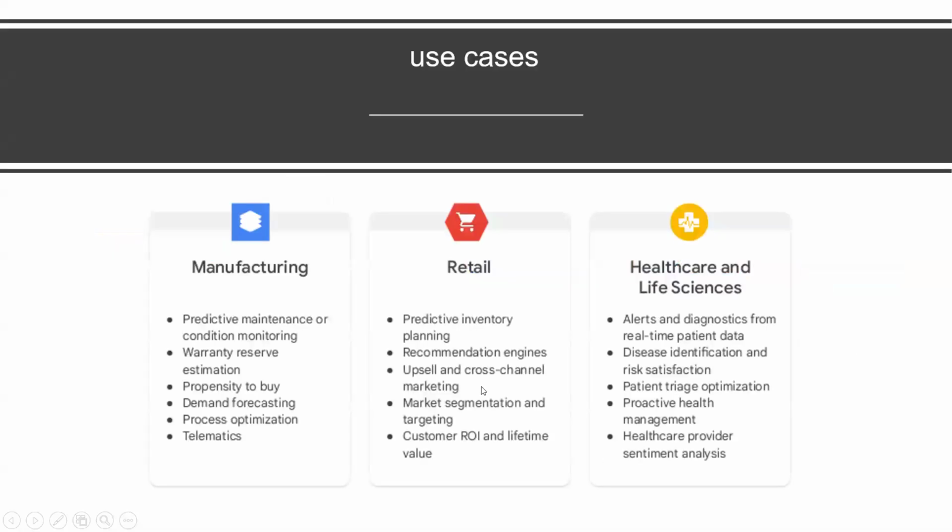So these are the use cases. In manufacturing, we have predictive maintenance or condition monitoring, warranty reserve estimations, propensity to buy, demand forecasting, process optimization, and telematics. In retail, we have predictive inventory planning, recommendation engines, upsell and cross-sell channel marketing, market segmentation and targeting, and customer ROI, return on investment, and lifetime value.